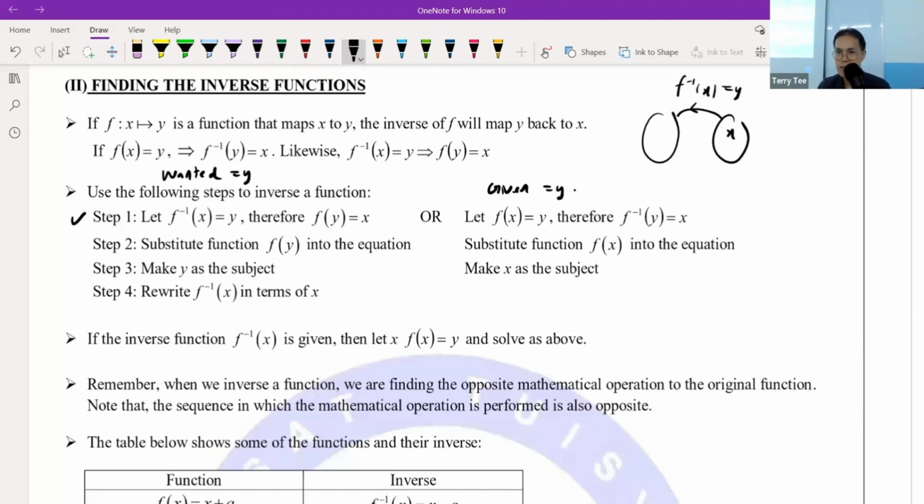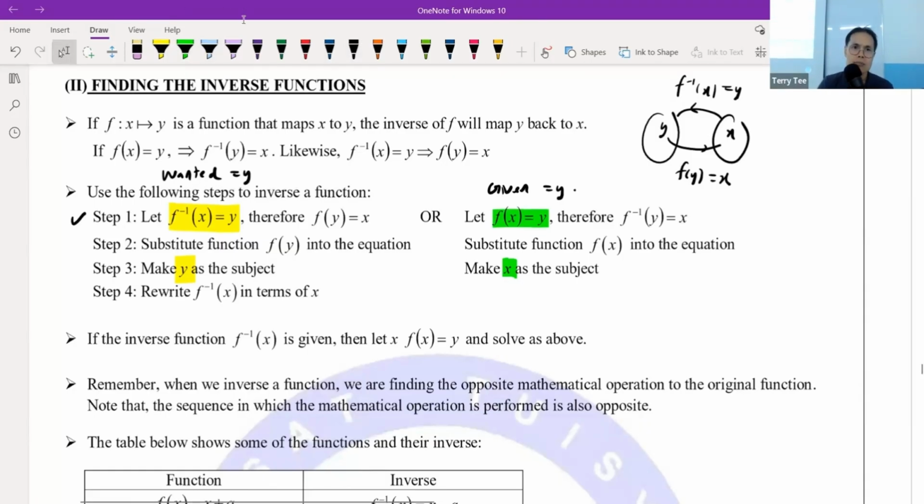Originally, I start with x, I end at y. If I go opposite, we say f(y) is now x. My object is y, my image is x. So in this case, you're finding who as the subject. If you let f inverse x become y, you're finding y as the subject. If you are letting f(x) become y, you're finding x as the subject. The other way around.